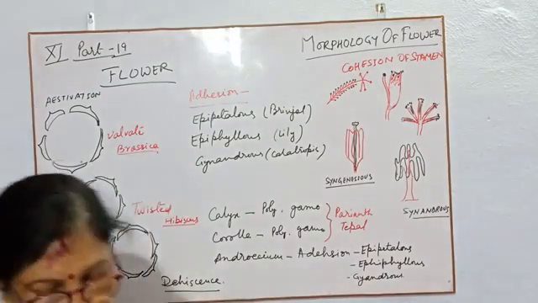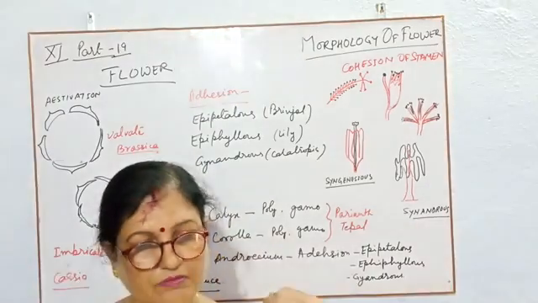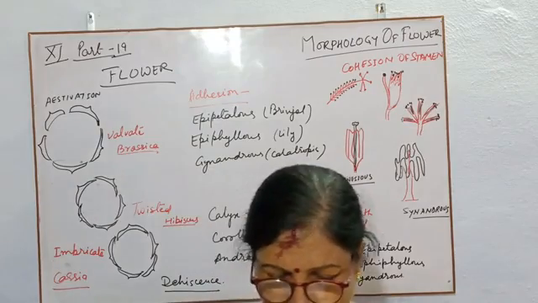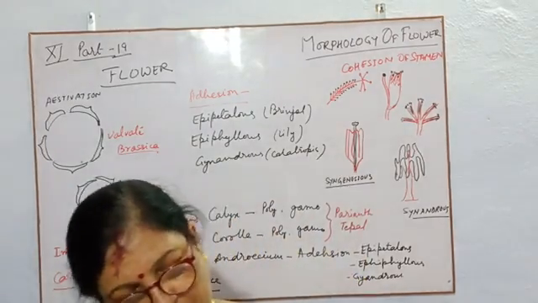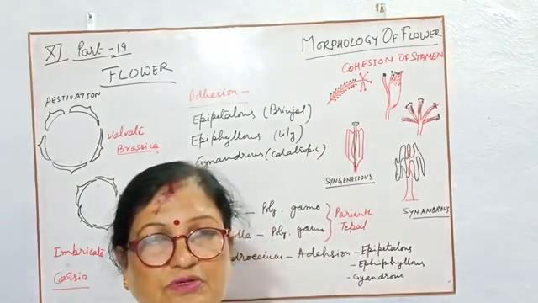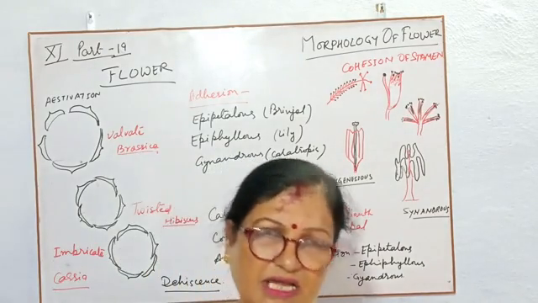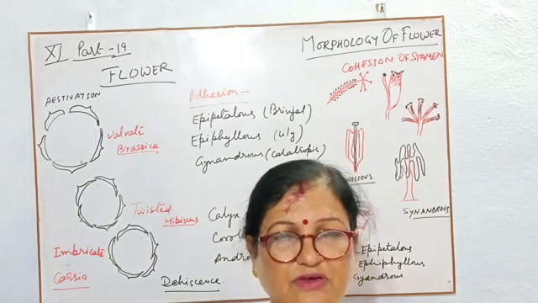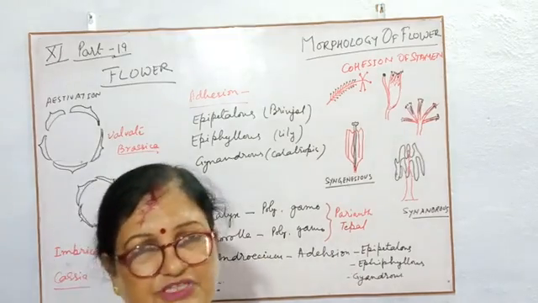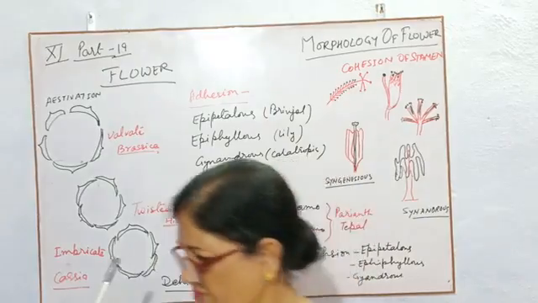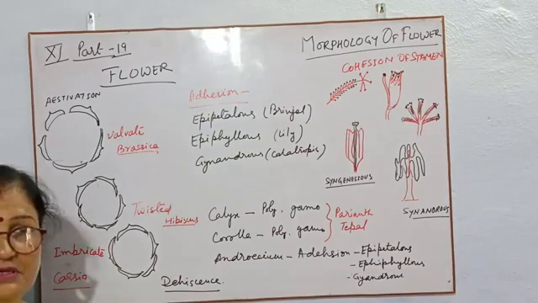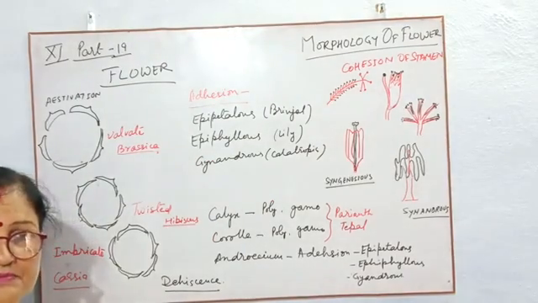Estivation is the arrangement, or mode of arrangement, of the floral parts. Either it is sepal or petal, with respect to other parts, how they are arranged. The arrangement of these floral parts with respect to other floral parts is called estivation. It will be similar, either for petal or for the sepal.